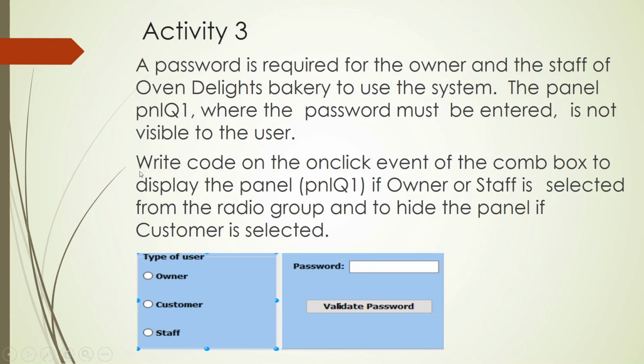So if the user selects owner or staff, it will allow the owner or staff to enter the password, and the owner or staff can validate if the password is correct or not. If customer is selected, this panel will hide. Let's have a look at the next part of the activity.